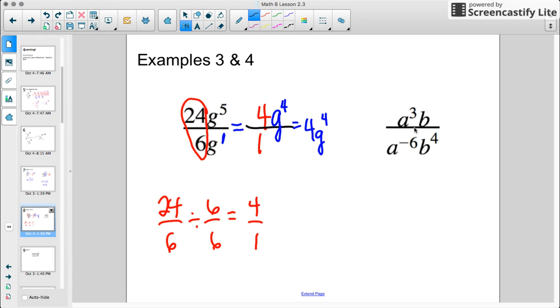Okay, let's look at this example. Okay, so I'm just going to do one piece at a time. So let me look at the a's. When I'm dividing with the same base, I have a to the power of 3 divided by a to the power of 6. So that will leave me with a to the power of 3 minus a negative 6.